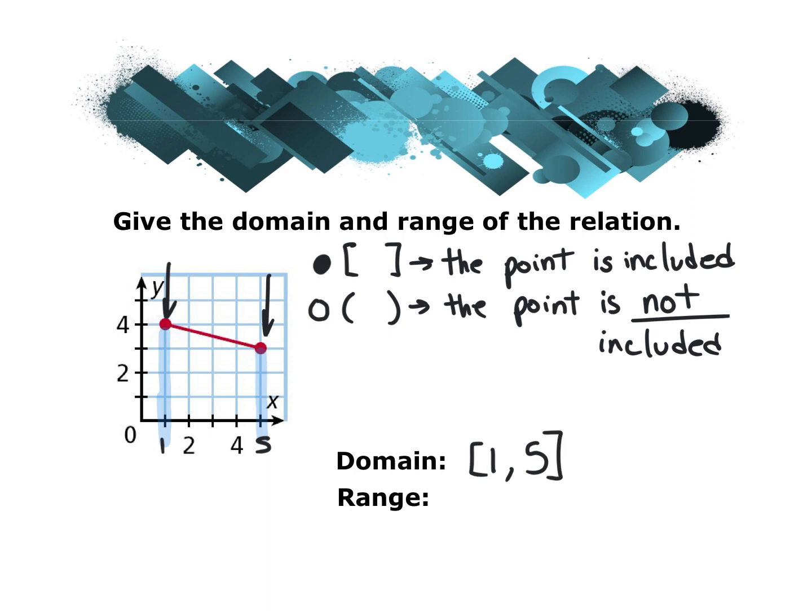For the range, it's the exact same thing, except you're going to go from the lowest y value to the highest y value. In this case, the lowest y value and the highest y value are just one apart, but it would still be a closed circle. So it's going to be a bracket. Then 3, comma, 4. Remember, domain is always x and range is always y values.